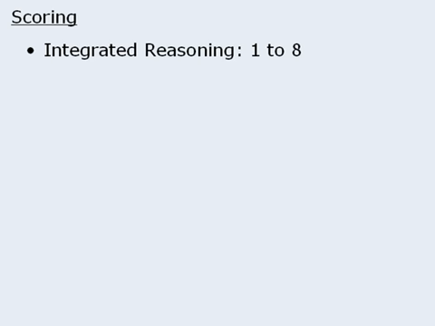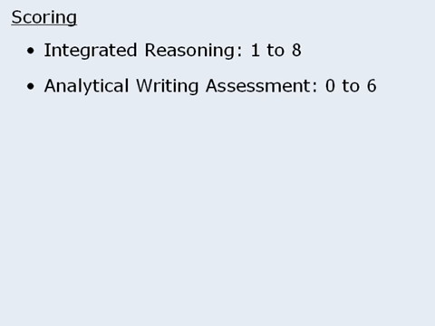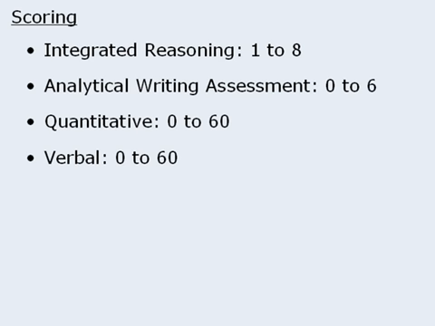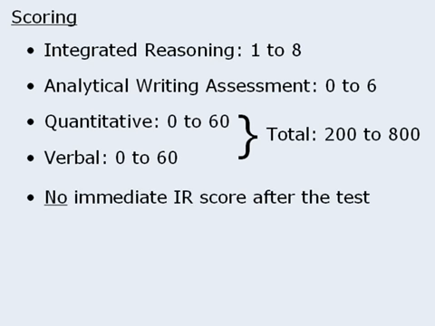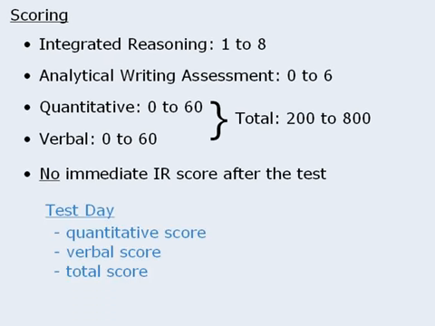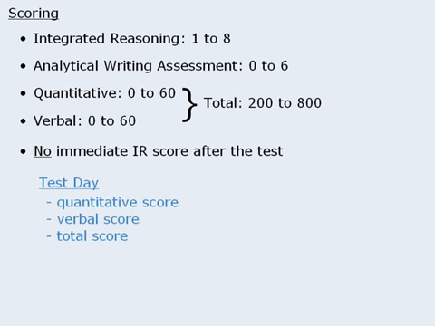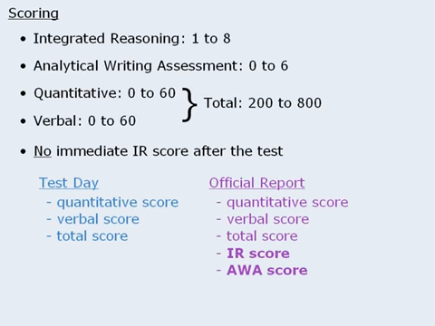So in addition to your integrated reasoning score, you'll receive an analytical writing assessment score from 0 to 6. You'll receive a math score from 0 to 60, a verbal score from 0 to 60, and a total score from 200 to 800 based on your math and verbal scores. Now, it's important to note that you will not receive your integrated reasoning score immediately after the exam. So on test day, right after you complete the test, you'll receive your math, verbal, and total scores. Your integrated reasoning score and your analytical writing assessment score will appear on your official score report, which will be delivered to you within 20 days of taking the test.